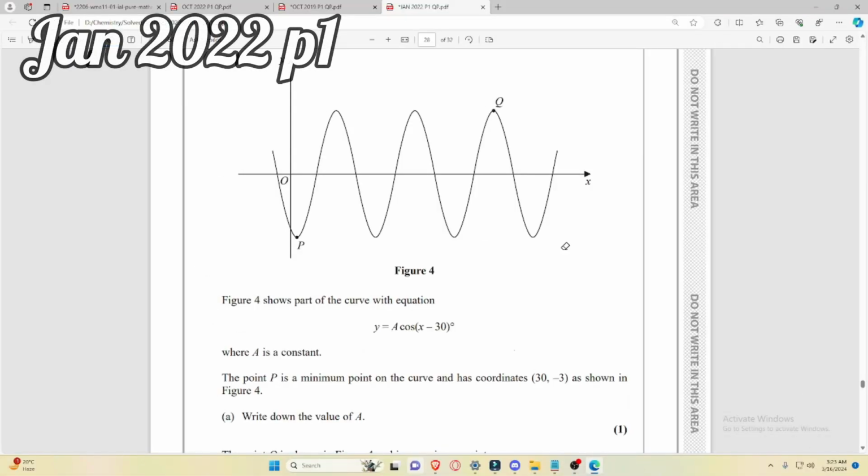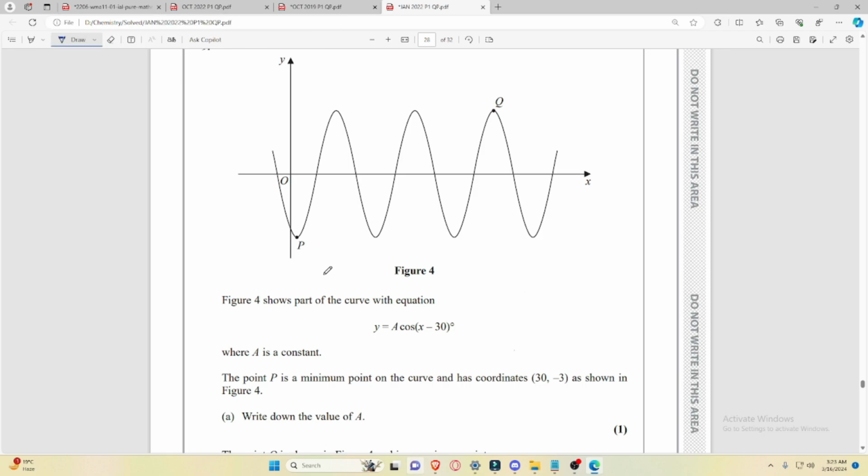Okay, more of sine and cos waves. Figure 4 shows part of the curve with the equation y = a cos(x - 30). This is January 2022 P1. The point P is a minimum point on the curve and has coordinates (30, -3) as shown on figure 4. Write down the value of a.